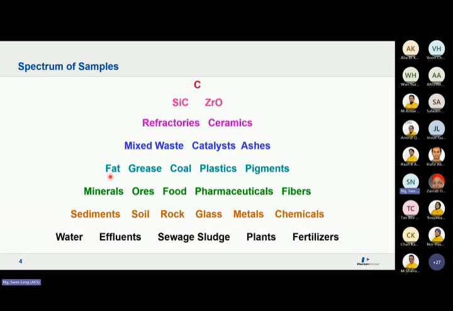But if those cannot, like you see the coal or the plastic or the alloy, we have no choice, then only we have to digest them.